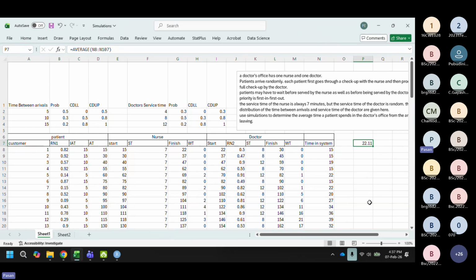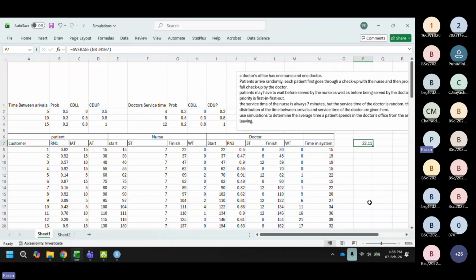Now, once you're looking at that number, if the patients are not satisfied with that and want a much smaller number, what modifications can you try? Now one thing is that we have just one nurse and one doctor. So one modification you can make is to increase the number of nurses, since we have only one nurse there.